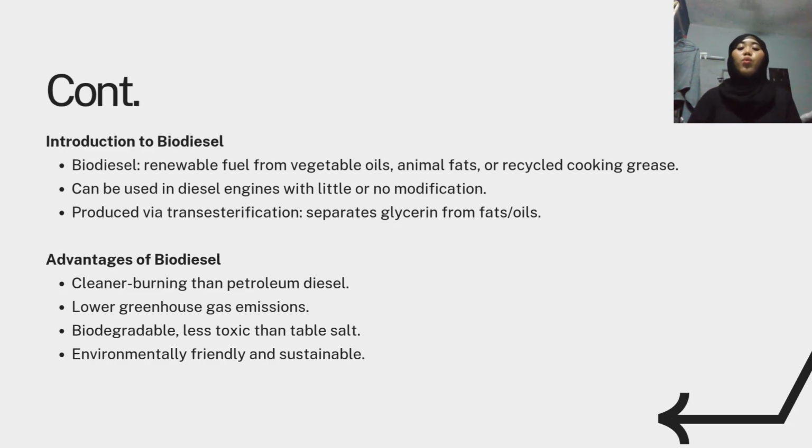Now let's look at why biodiesel is a better option in many ways. First, it burns cleaner than petroleum diesel, resulting in lower emissions. It also significantly reduces greenhouse gases, helping to combat climate change. Another key benefit is that it's biodegradable and far less toxic. In fact, it's less toxic than table salt. Lastly, biodiesel is environmentally friendly and sustainable, making it an essential part of the transition toward greener energy solutions.